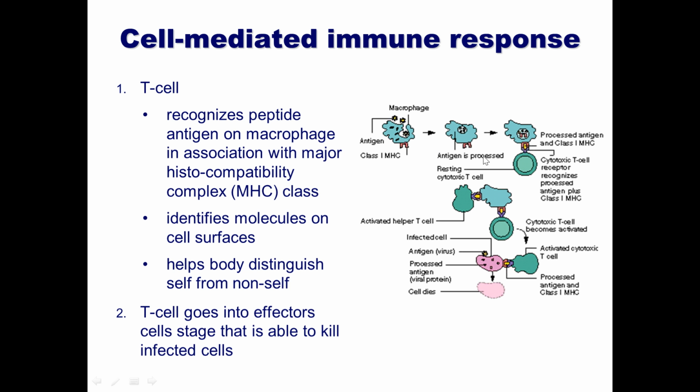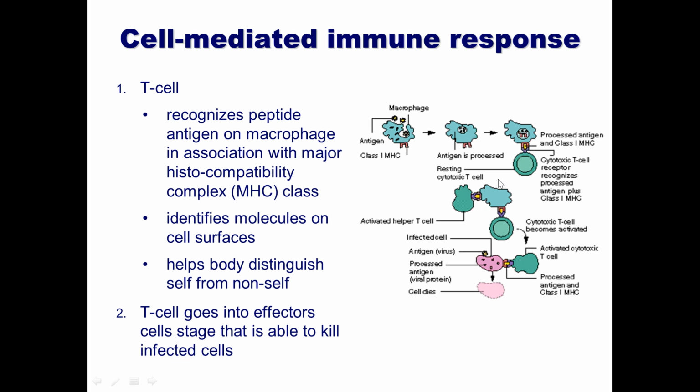Antigen is processed. This is the processed antigen and class I MHC. T cells are of two types, TC cells and TH cells. TC cell is the cytotoxic T cell, and TH cell is the helper cell. So this TC cell's receptor recognizes the processed antigen. The processed antigen plus class I MHC is recognized by this TC cell. Clear? Then what happens?